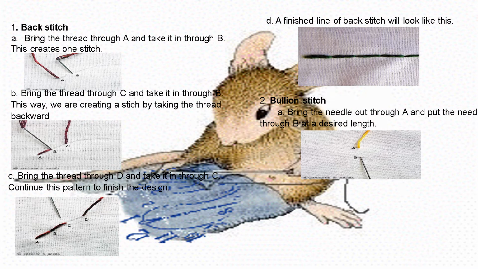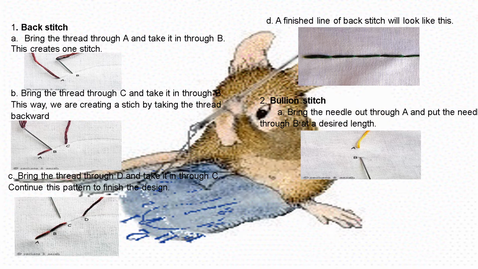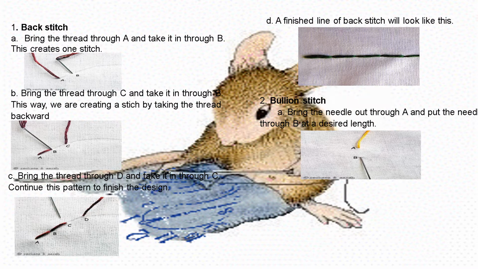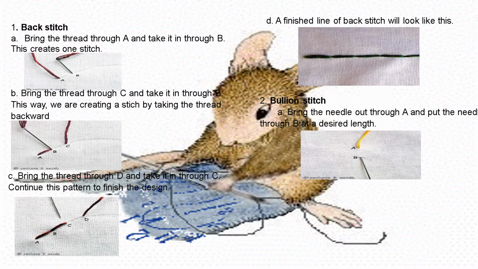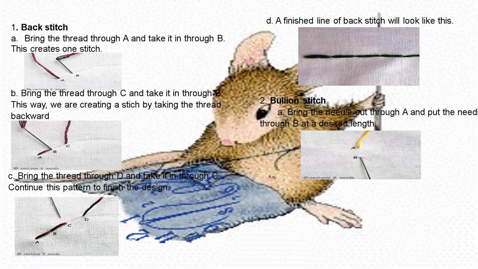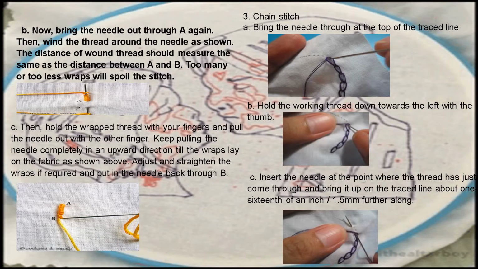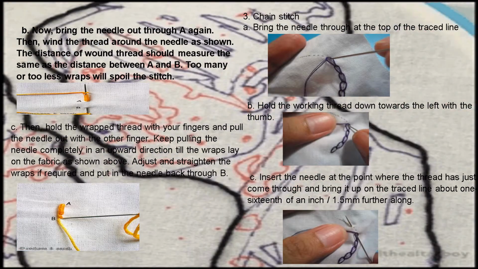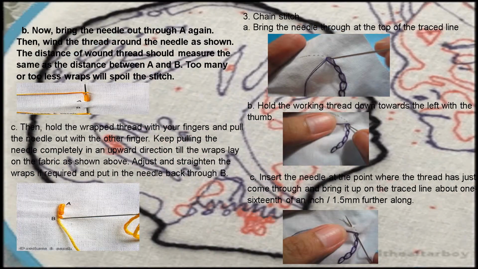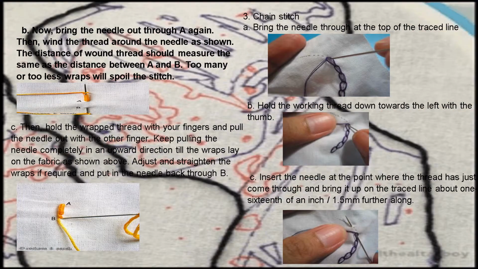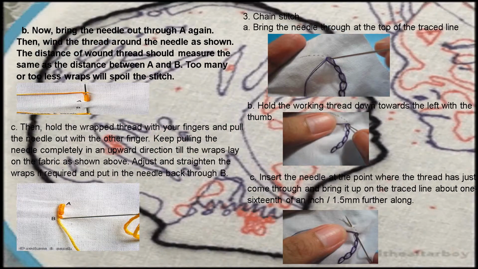Number 2. Bullion stitch. The first thing to do, bring the needle out from A and put the needle through B at a desired length. Okay, the next thing to do in bullion stitch, bring the needle out through A again, then wind the thread around the needle as shown.